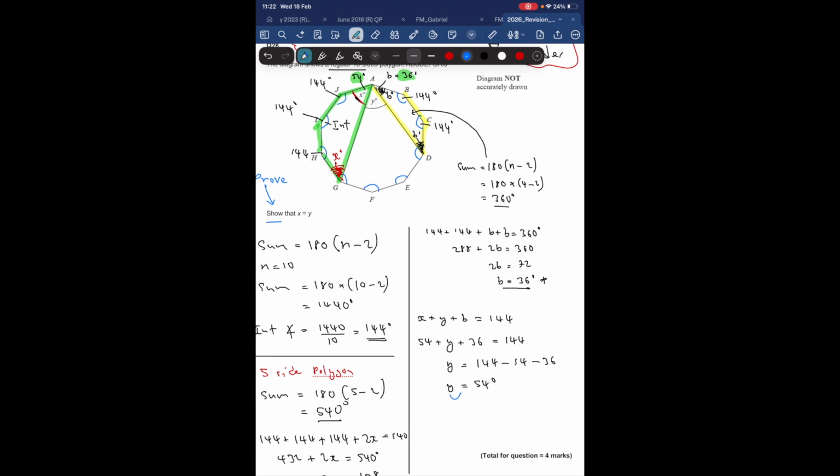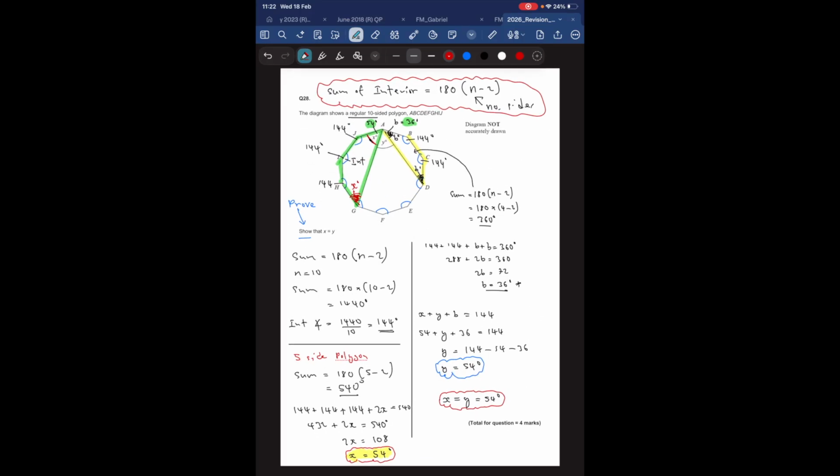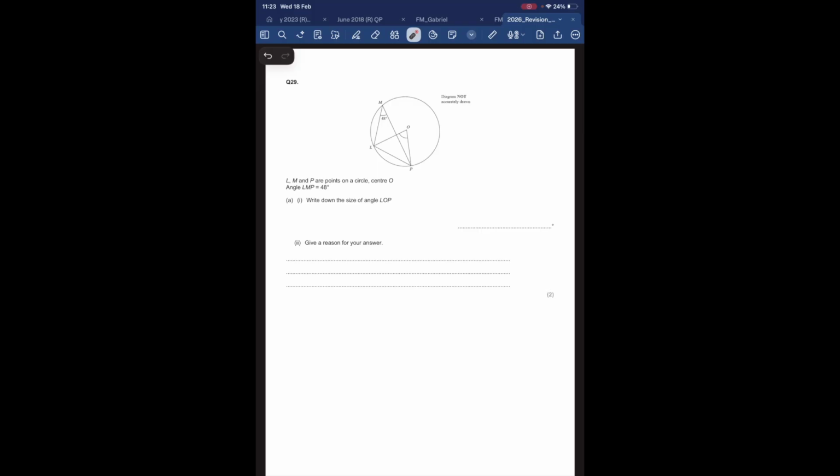And what you've just done is you've just shown that x must be equal to y, and both of those values are equal to 54 degrees. And that is the proof. It's a little bit long-winded. It's a full marker. The general idea is that whenever you do any questions with polygons, use this formula, and that should be your starting point. Work out interior angles. That'll get you method marks, and it'll give you a good starting point as to how to proceed with the question.